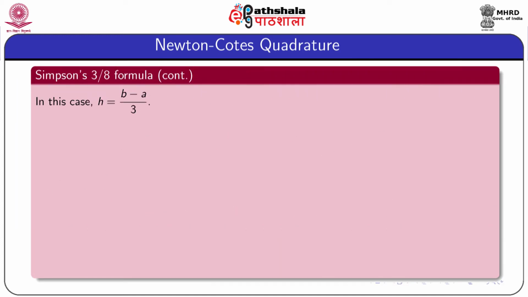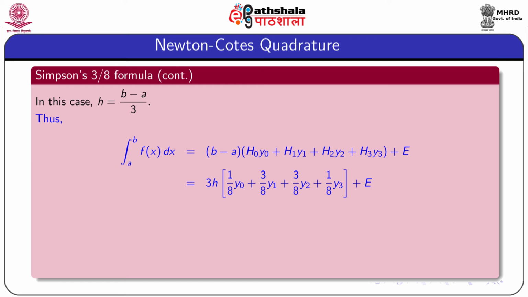In this case, the length of the interval h equal to (b minus a) by 3. Thus, integration a to b of f(x) dx is equal to this expression. After substituting the values of h0, h1, h2, h3, this expression reduces to this expression, and finally it becomes 3h by 8 into (y0 plus 3y1 plus 3y2 plus y3) plus error term. Note that here the factor 3 by 8 is multiplied by the entire expression.